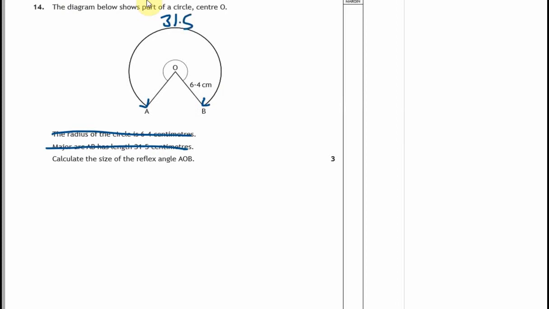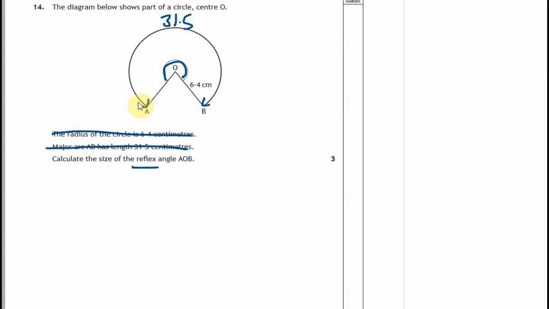Okay. Calculate the size of the reflex angle AOB. Now AOB, they've kind of helpfully drawn it in here. AOB could have been either the inside or the outside angle, but they've said reflex and they've drawn it in just to give you a bit of help as well. So it's that angle we're looking for.